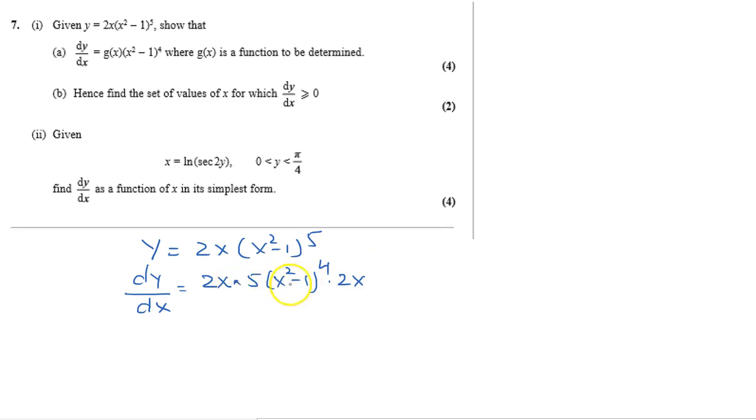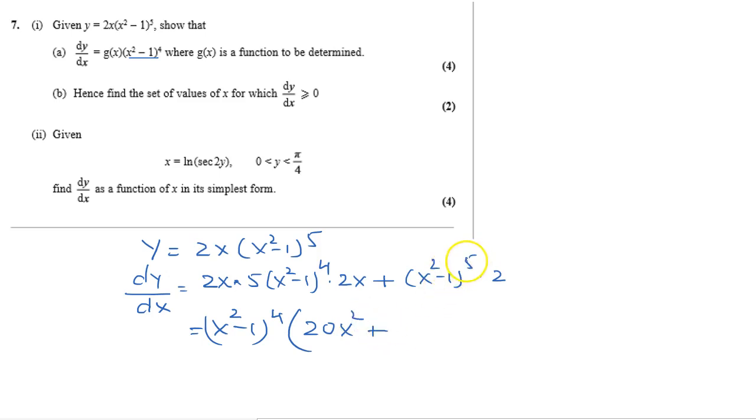This is multiply, plus x square minus 1 to the power 5, first function into differential of second is 2. So we have x square minus 1 to the power 4 common. So we have 20x square plus, power 4 is taken, so remaining 2x square minus 2.